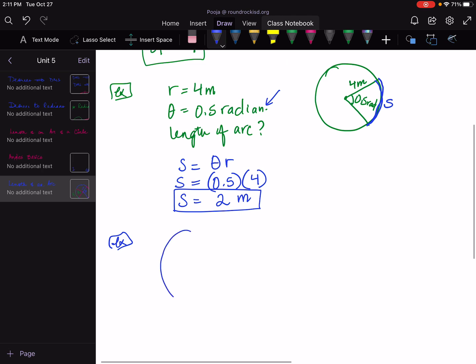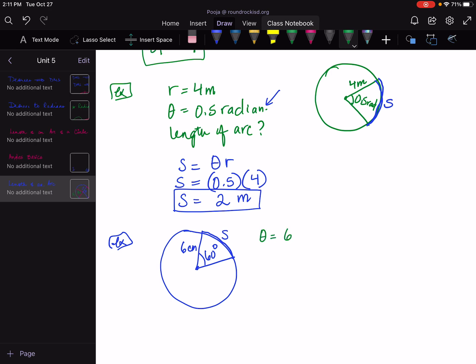Let's say we have a picture drawn. And the question is, find the length of this arc. So you want to register that theta is 60 degrees and r is 6 centimeters. And the question is, find the length of the arc. Now, again, theta needs to be in radians, but in this case it is given in degrees. So I have some work to do before I can actually use that formula. 60 degrees needs to be converted into radians.